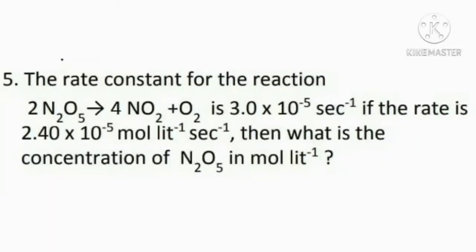So coming to the fifth question: the rate constant for the reaction 2N2O5 gives 4NO2 plus O2 is 3 into 10 raised to minus 5 second inverse. If the rate is 2.40 into 10 raised to minus 5 mole liter inverse second inverse, then what is the concentration of N2O5 in mole liter inverse?